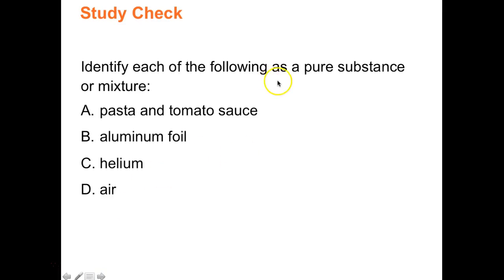So identify each of the following as pure or mixture. Pasta and tomato sauce, that would be a mixture. Aluminum foil is pure, helium is pure, and air is a mixture.